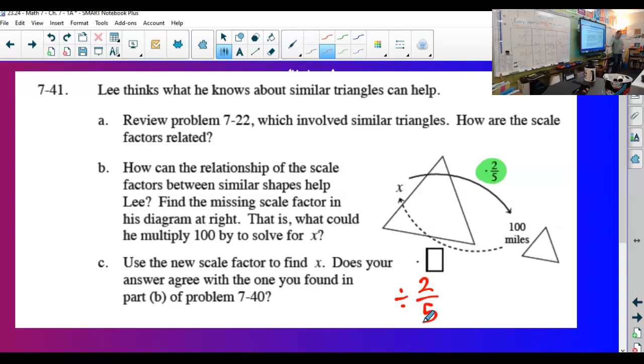We could divide by 2/5. And this is why, I'll get my own paper, I guess. What's it say in the middle of your paper? But because you can flip, multiply the reciprocal.